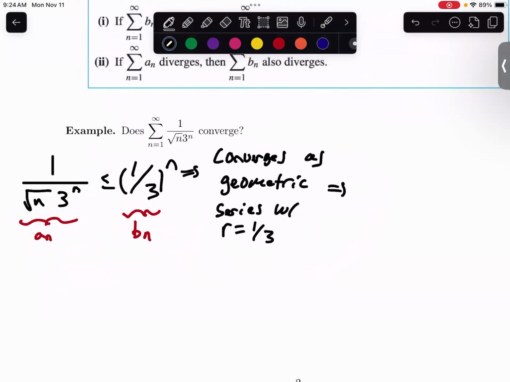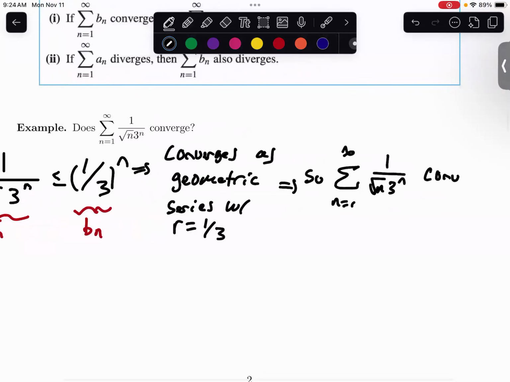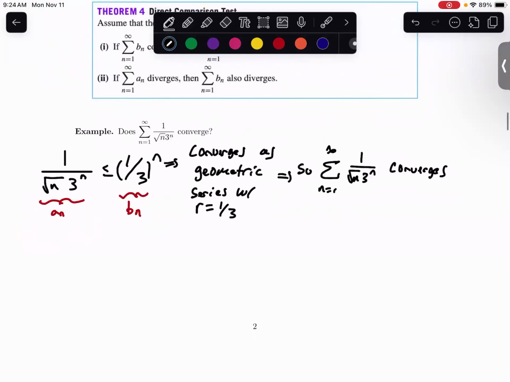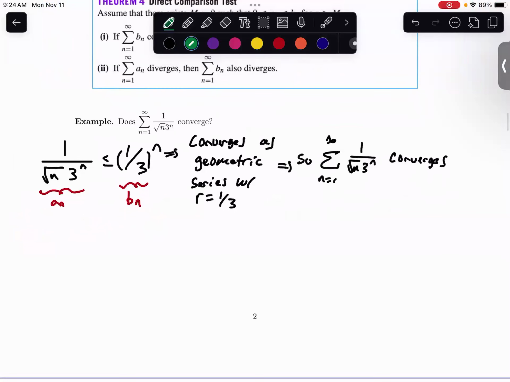And so this implies that the series from n is equal to 1 to infinity of 1 over the square root of n times 3 to the nth power converges as well. Okay, so that's the fast way of doing it. You can just leave it like that on the exam and you would get full credit.